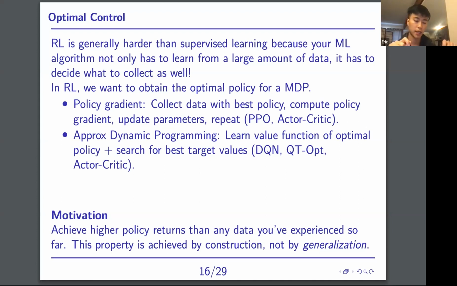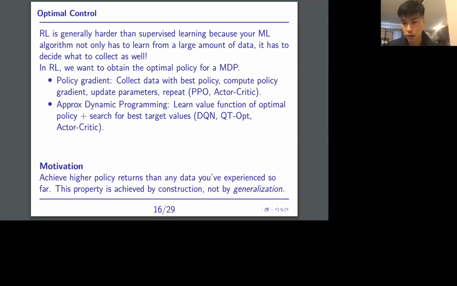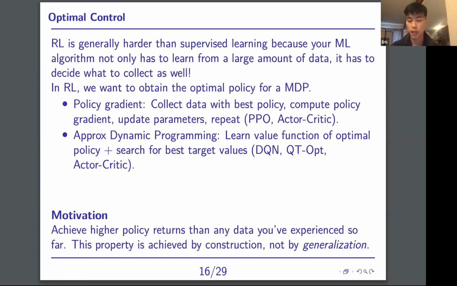So for example, if there's one part of the trajectory that finished the task and started in the right place, and another part of the trajectory that got you to that place, then you can bridge these two trajectories together to give you the optimal trajectory. These algorithms include DQN, QT-Opt, and actor critic, and DQN was the famous 2014 paper by DeepMind that played a lot of Atari games.